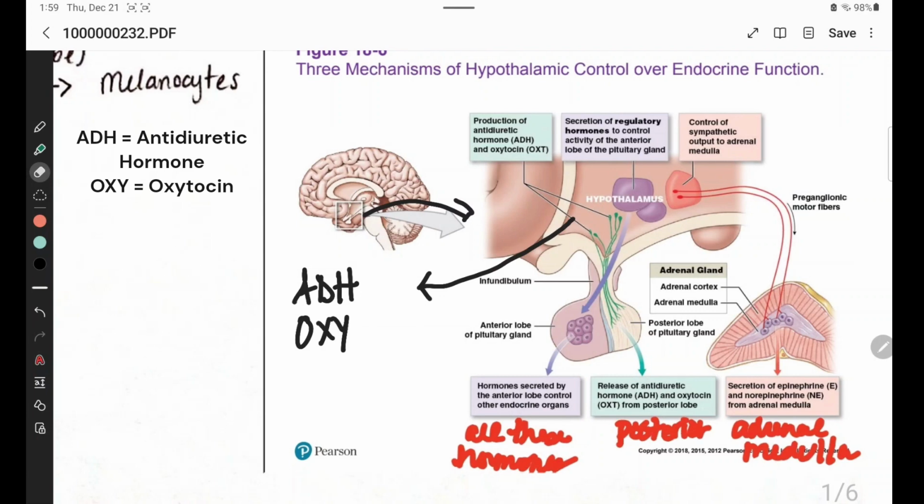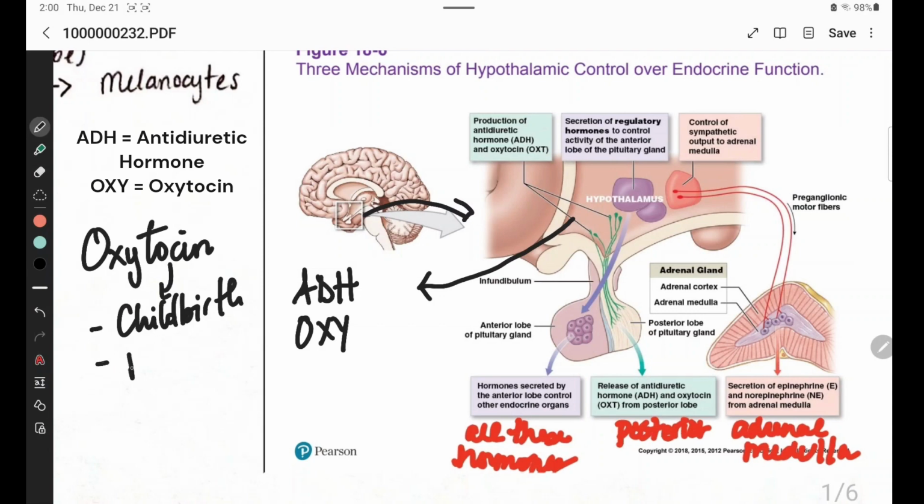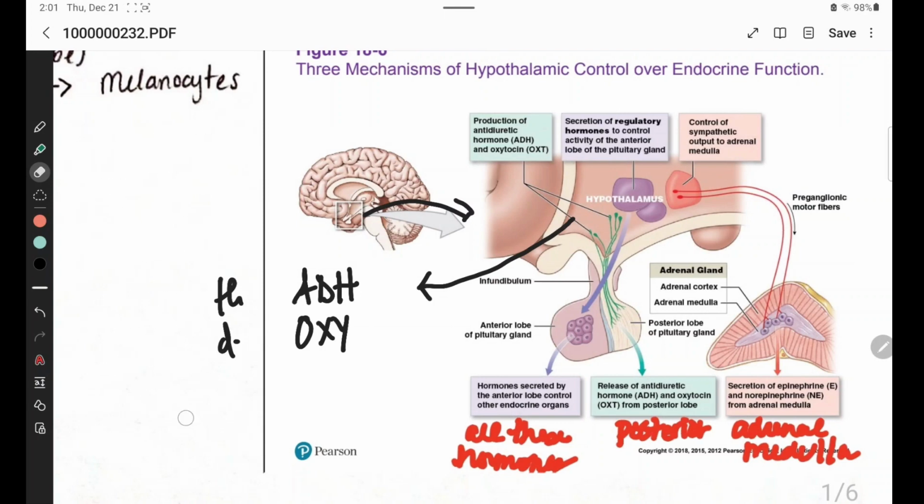Another very important hormone that the hypothalamus produces is oxytocin. Oxytocin is released during childbirth, especially during contractions, and it also helps in the production of milk. So these are the two important hormones that the hypothalamus produces. The fun thing about this is that the posterior lobe of the pituitary gland's whole function is to receive and store these two hormones. The hypothalamus produces them, and then they flow all the way down to the posterior lobe of the pituitary gland.